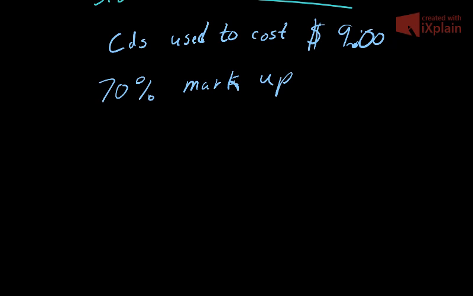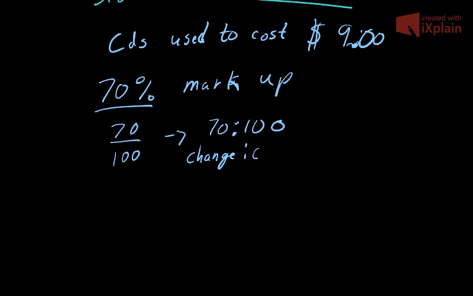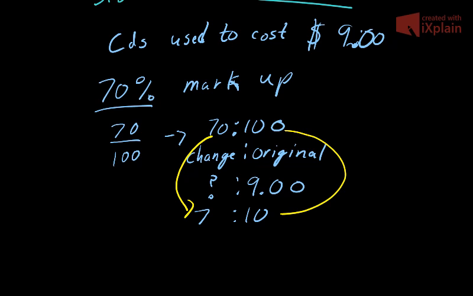So what we want to remember is that our 70% here still means 70 over 100. But now 70 over 100, or 70 to 100, is our ratio of change to original. Good news, we know our original, it's $9. So that would be $9 to something is the same as 7 to 10. I simplified the 70 to 100 here. So I divided 70 by 10 to get there, 100 by 10 to get there.